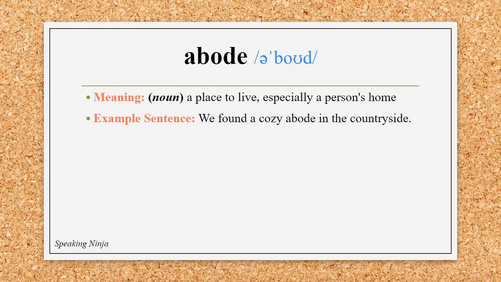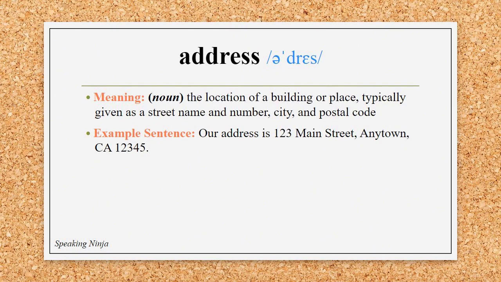Abode, a place to live, especially a person's home. We found a cozy abode in the countryside. Address, the location of a building or place, typically given as a street name and number, city and postal code. Our address is 123 Main Street, Anytown, CA 12345.